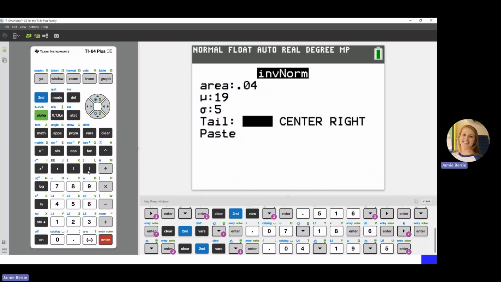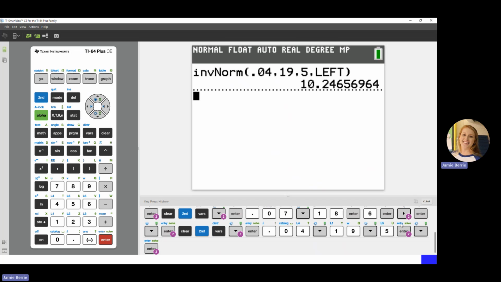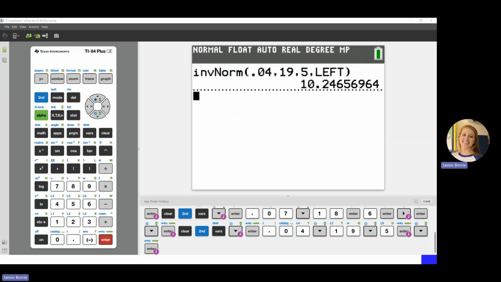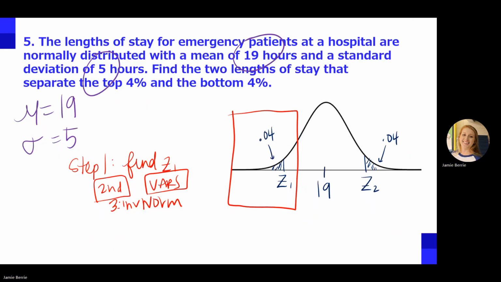And we have the left tail shaded. That was Z1, the Z-score on the left-hand side. Then paste. It doesn't say to round to the nearest whole number, so let's just do 1 decimal place. We'll say 10.2. So Z1 is 10.2. That value makes sense given that it's to the left of 19. It should be smaller than 19.